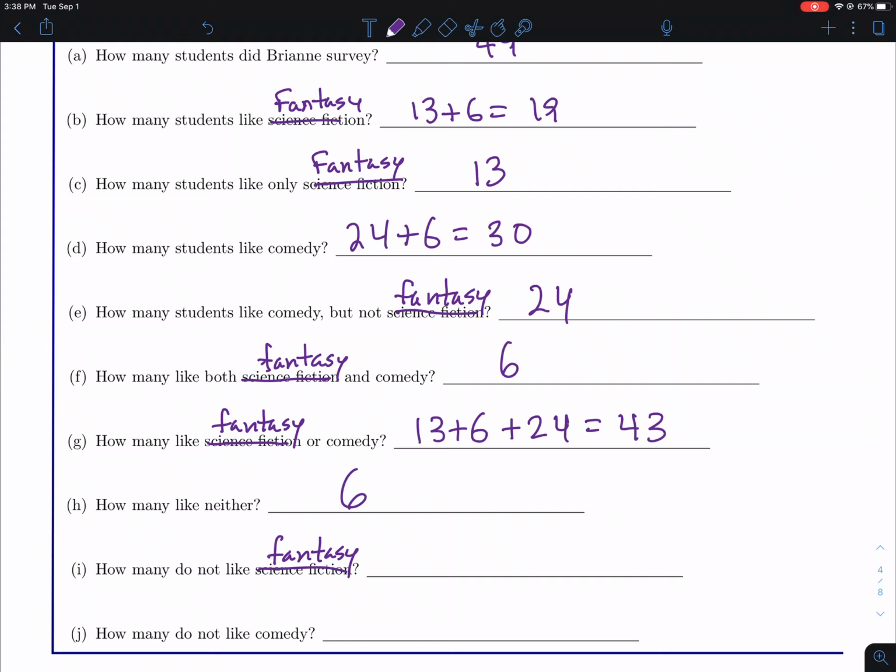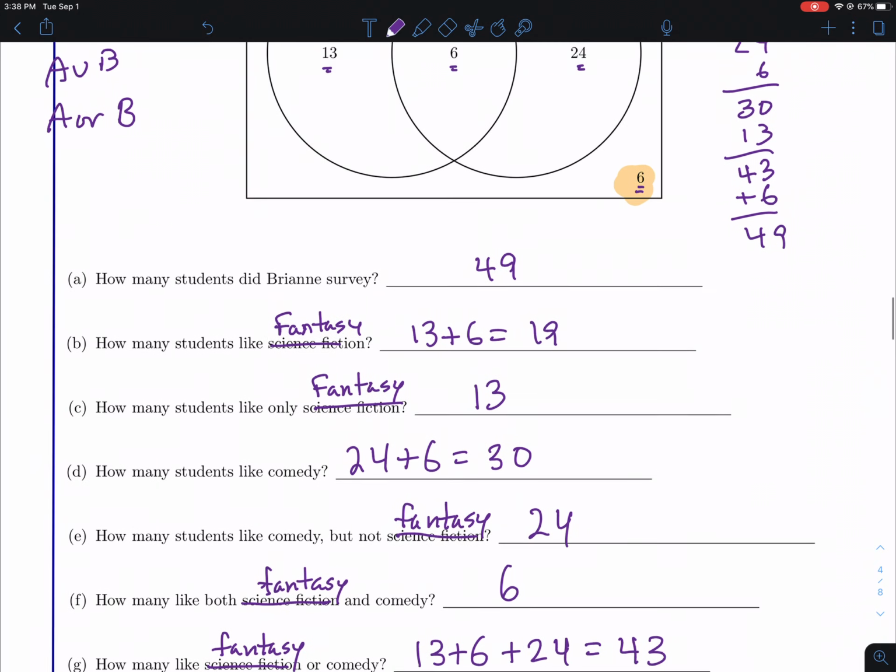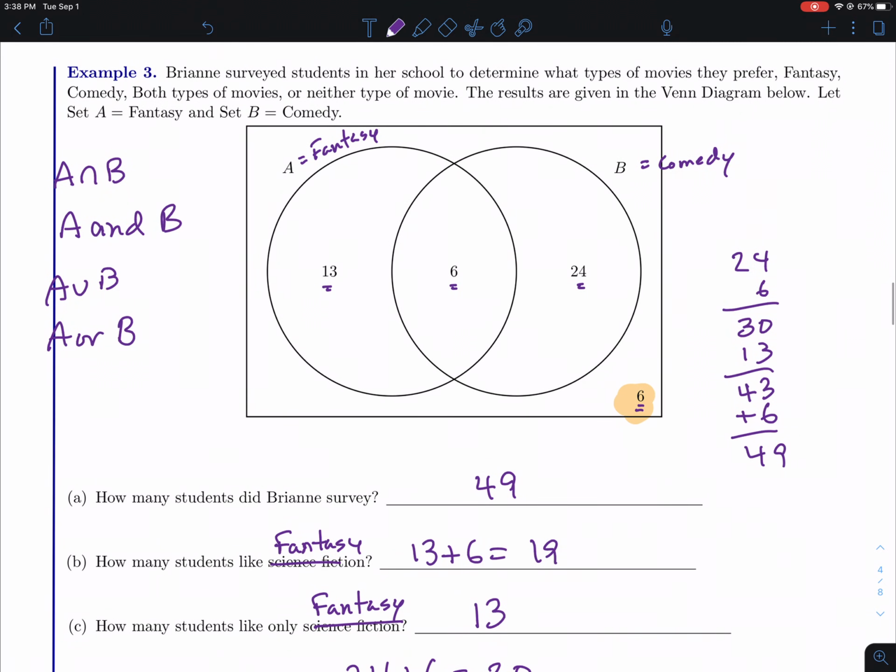And then how many do not like fantasy? So again, this is kind of a complement one. So we want to eliminate anybody that's in the fantasy section. We don't want to be in the fantasy.